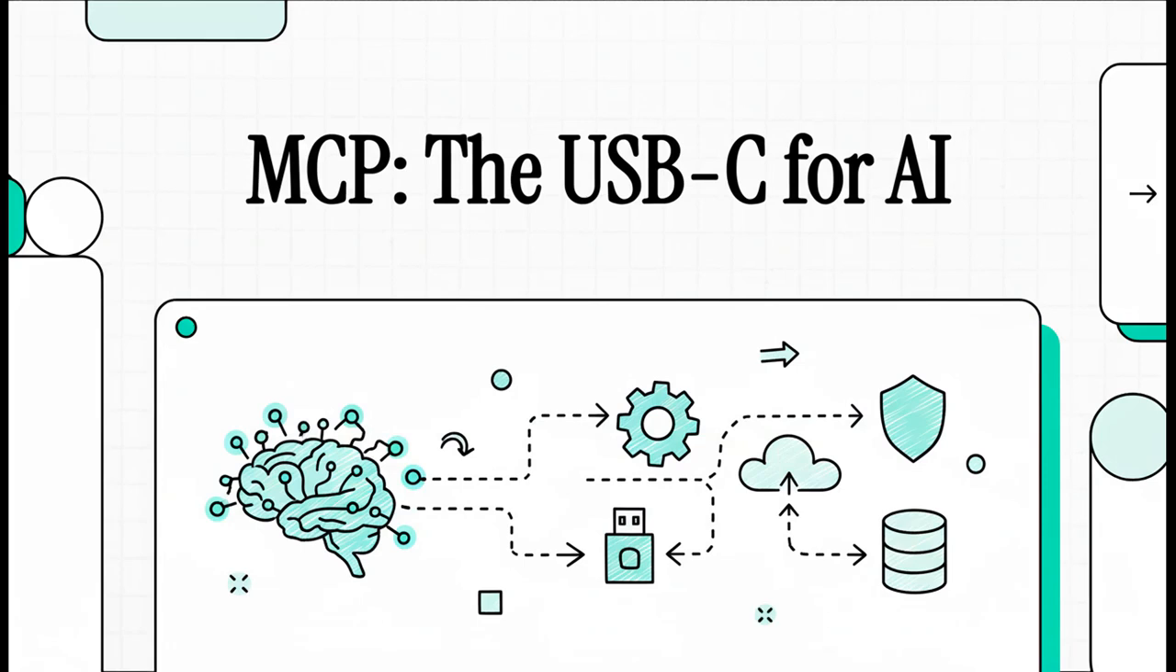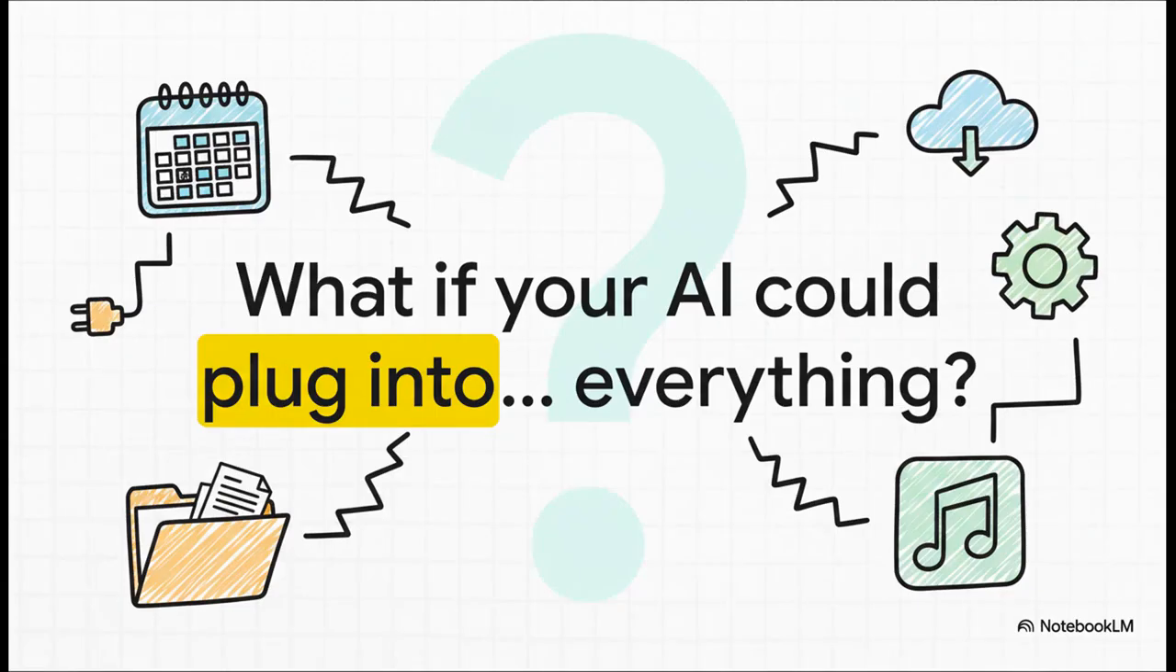Right, today we're diving into something that could be a total game changer for how we use artificial intelligence. It's a new standard called the Model Context Protocol, or MCP, and some are calling it the USB-C for AI. Pretty cool, right? But before we get into the nuts and bolts, just imagine something for a second.